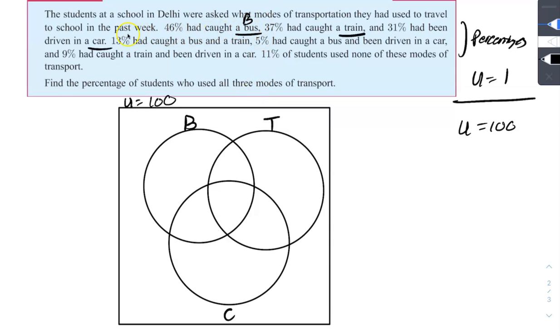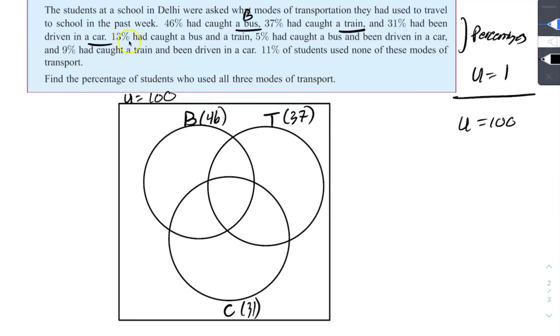So now the 46 people caught the bus. So again, that means all of the bus is 46. 37 caught the train, so all the train is 37. And car is all 31. And then it says 13 had caught the bus and the train. So bus and train, 13. Now, it's actually not this part. A lot of people think, oh, this is 13. It's bus and train. It's actually this whole thing that is 13. But I don't know what this middle is here. That's kind of the point of this whole question. So I'm going to put an X for the middle.